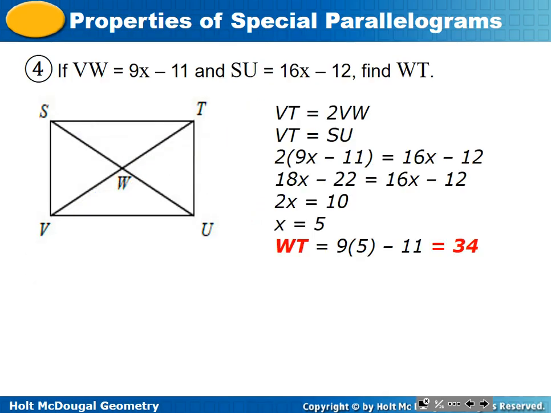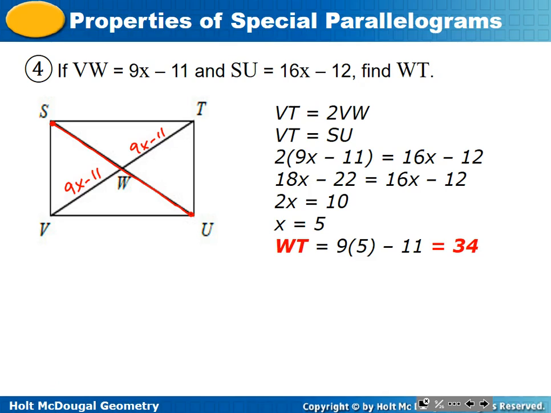All right, now, number 4. If VW is 9x minus 11, and SU is the whole thing from here to here. So if it says VW is 9x minus 11, then that means WT is 9x minus 11, right? So we know that the diagonals are congruent.